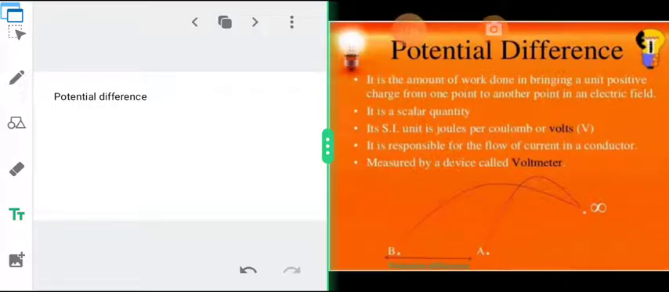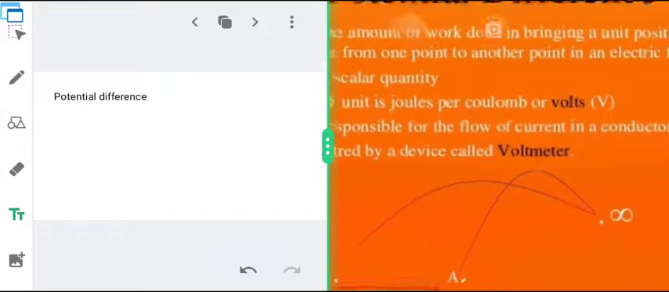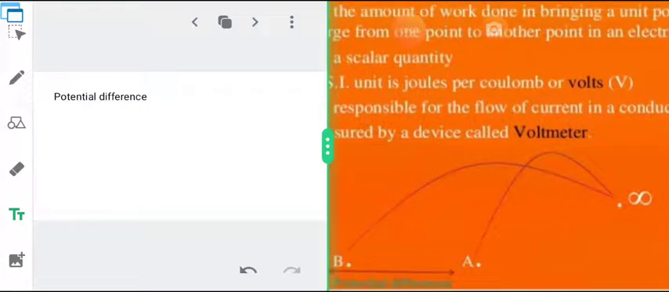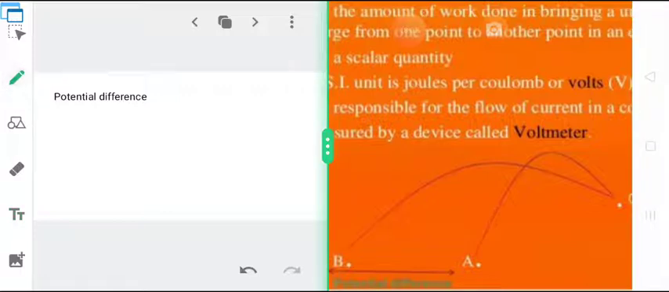So potential difference, how to define it? It is the amount of work done in bringing unit positive charge from one point to another point in an electric field. It is a scalar quantity, and again its unit is joule per coulomb or volt. Now, what difference is it talking about and how can we mathematically write down an expression for it? You can see in the picture that the charge is being brought from infinity to A. So we can write down the work done as WA.